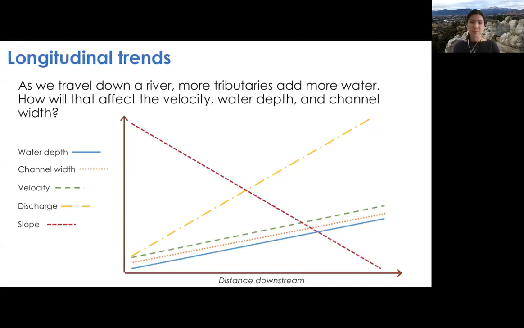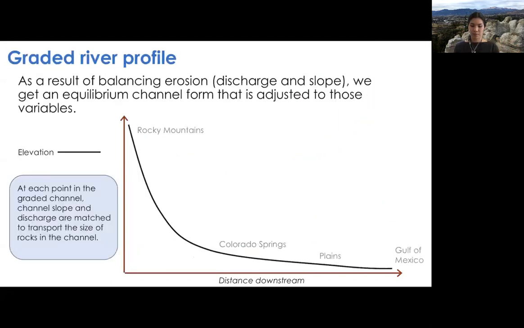So to counteract that, this nice geomorphic balance that landscapes do is that slope decreases downstream. So from our mountains down to our plains, we have lower and lower channel slopes, and this very nicely counteracts that increase in discharge so that the erosive power remains fairly steady throughout. And this results in what's called the graded river profile. So this graded profile is the exact balance of the erosion from discharge and slope that makes an equilibrium channel.